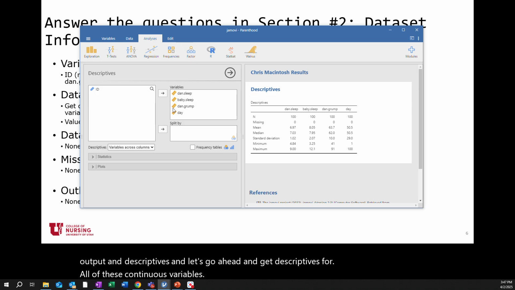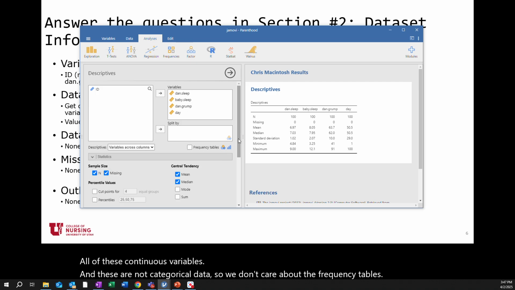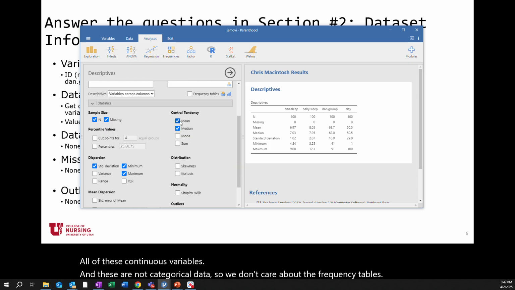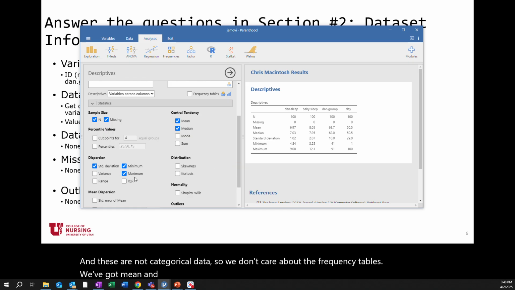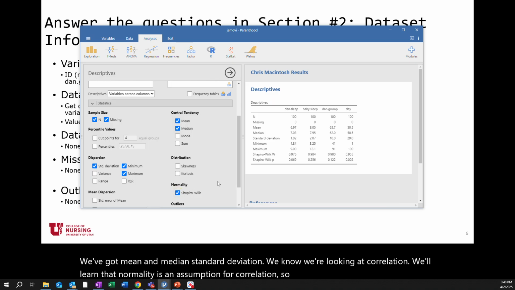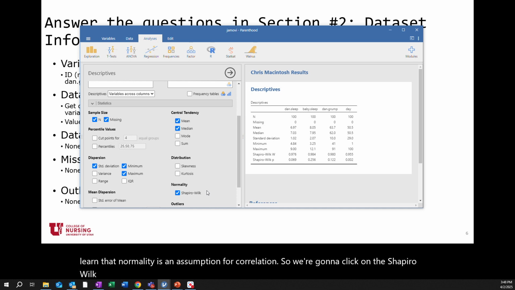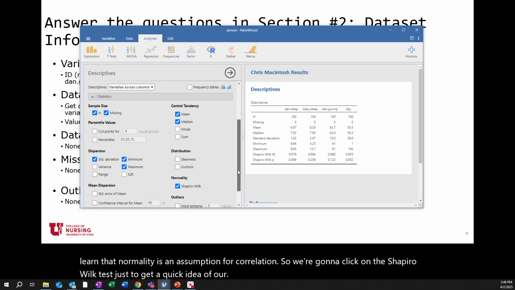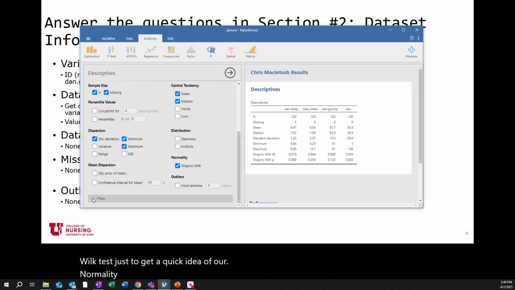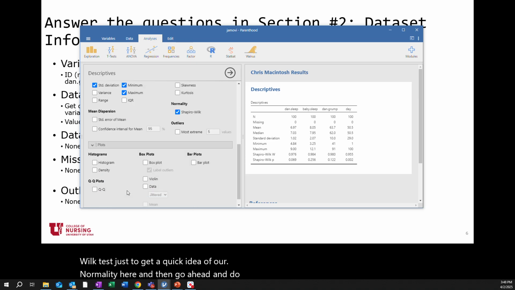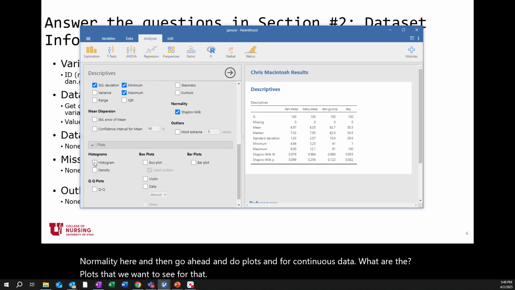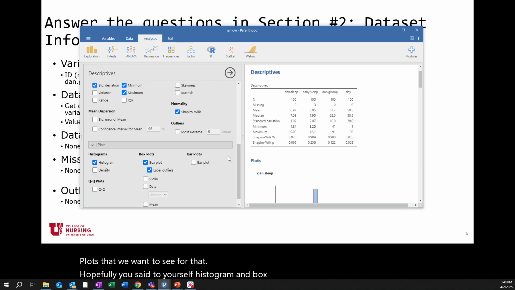And these are not categorical data, so we don't care about the frequency tables. We've got mean and median, standard deviation. We know we're looking at correlation. We'll learn that normality is an assumption for correlation, so we're going to click on the Shapiro-Wilk test just to get a quick idea of our normality here. And then go ahead and do plots, and for continuous data, what are the plots that we want to see for that? Hopefully you said to yourself histogram and box plot.